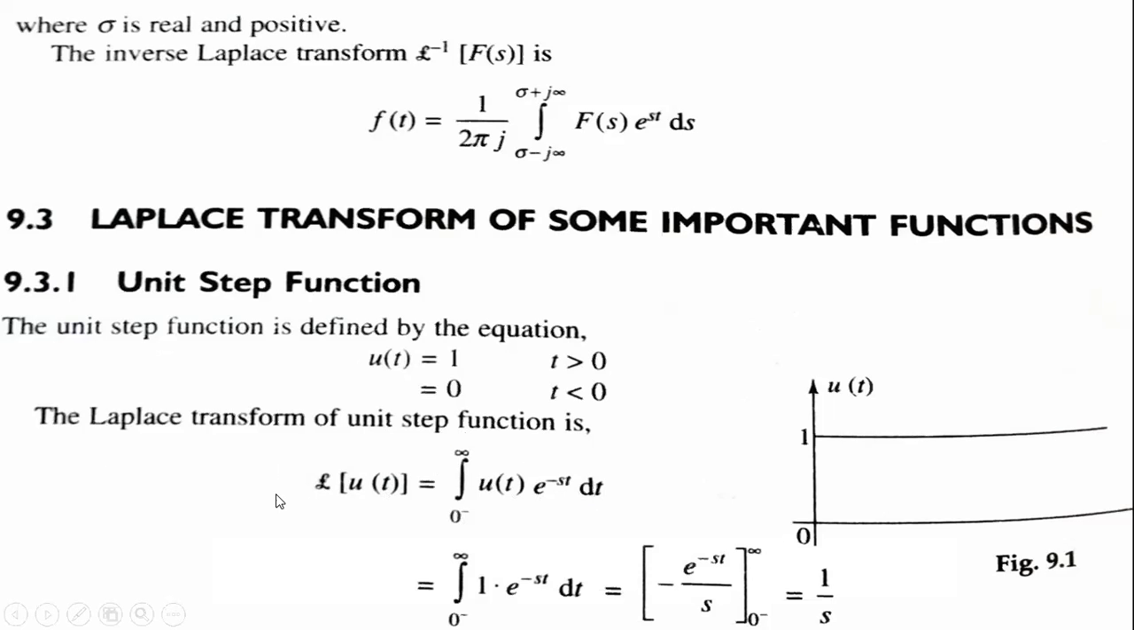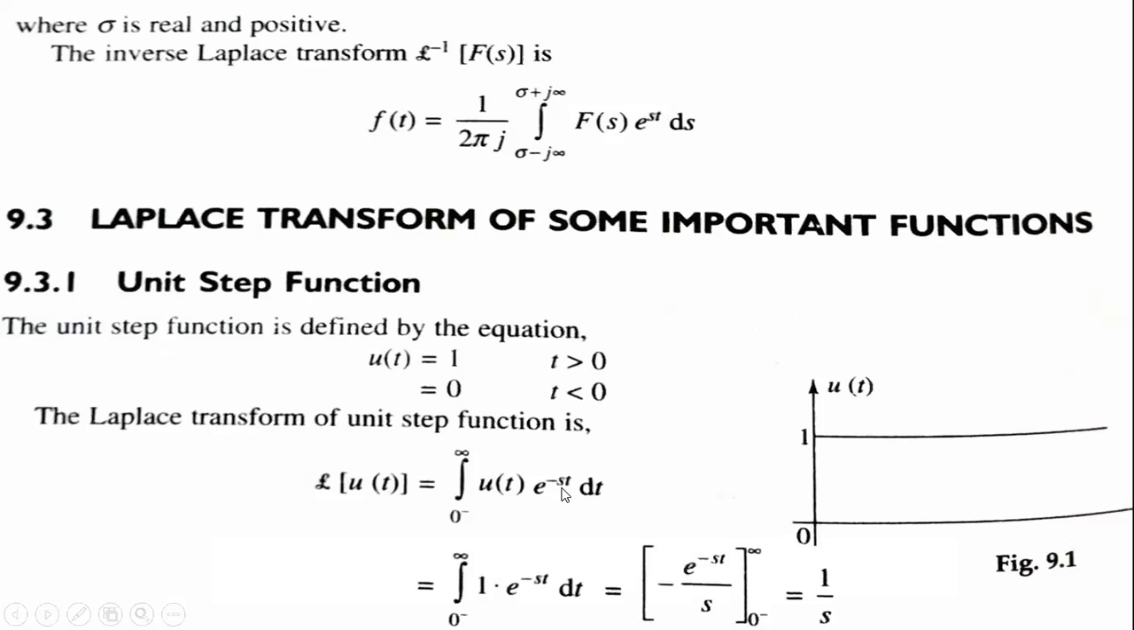See here, if I'm interested in the Laplace of the time domain, here will be the dt form, and the inverse Laplace will be the ds form. See the difference between these two. Getting it? So the Laplace of u of t is equal to the integral from 0 minus to infinity of u of t e raised to the power minus st dt.